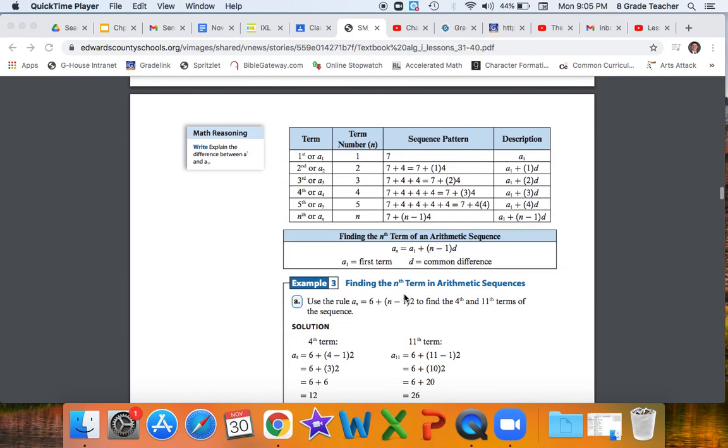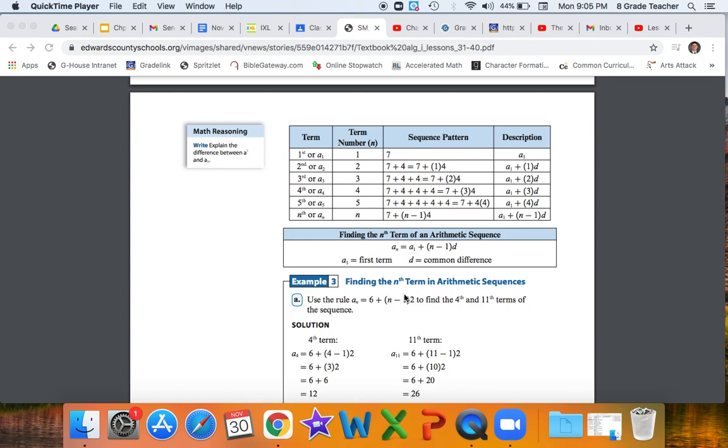Now, what if I just said, well, what is the 5th term in this sequence, or what is the 10th term in this sequence, what is the 15th term in the sequence? Could you actually find it? Well, yes, and here's how. There's an equation that you use based on the information that you're given. You plug in that information and you can solve the equation for any term that you're trying to find, any number in this entire sequence.